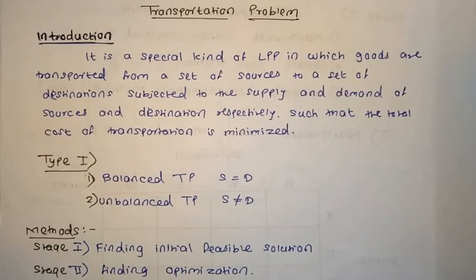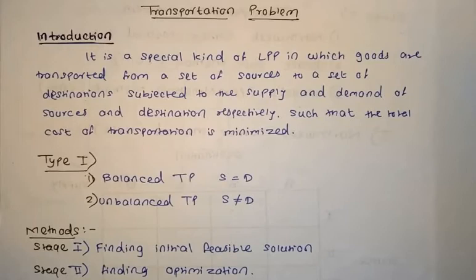Transportation problem introduction. It is a special type of linear programming problem in which goods are transported from a set of sources to a set of destinations, subject to the supply and demand of the sources and destinations respectively, such that the total cost of transportation is minimized.